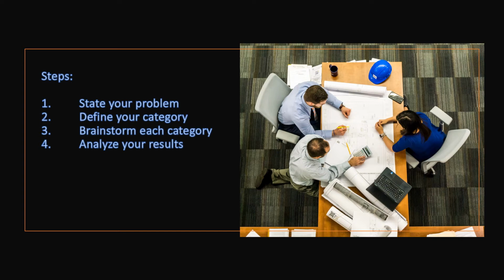So there are four steps, as you can see on the screen, in order to create a fishbone diagram. The first one is to define the problem statement. The second one is to identify the categories related to the problem statement, and in our scenario, it will be system, processes, and people. The third step will be to discuss with your team members around each category. And finally, you would analyze the results.